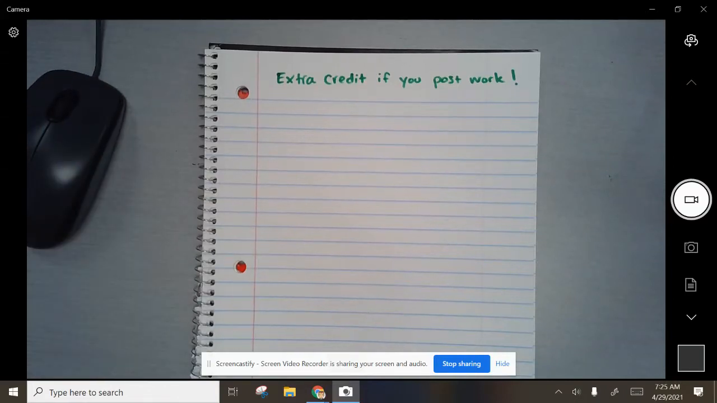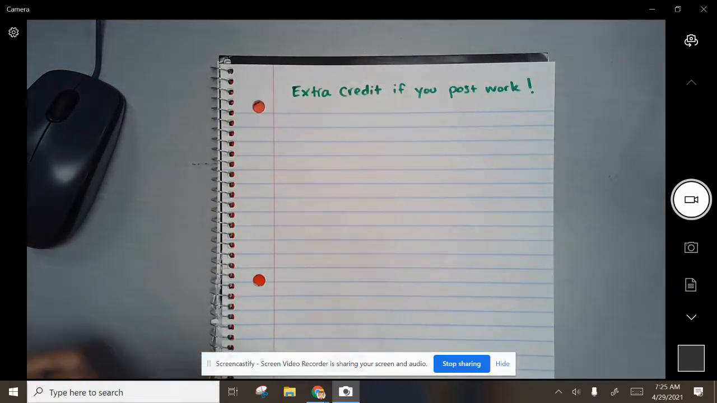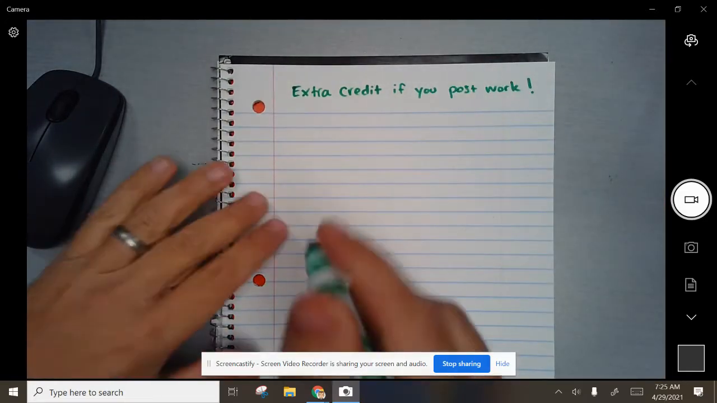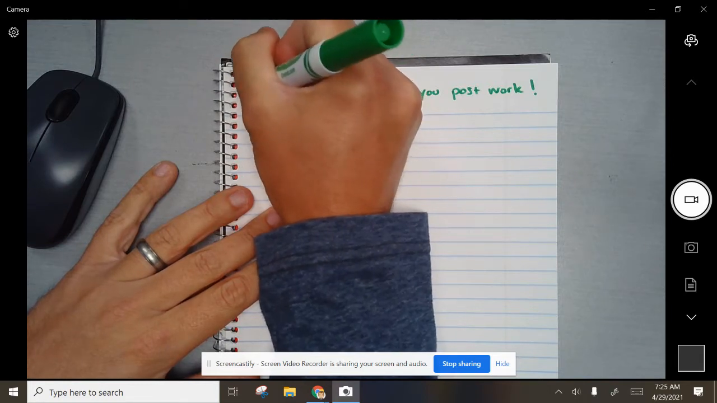Okay, guys, welcome to your Friday Edpuzzle. You're going to get points for this. First of all, just doing the Edpuzzle itself and getting this done, I'm going to give you 40 points for your assignment, okay?